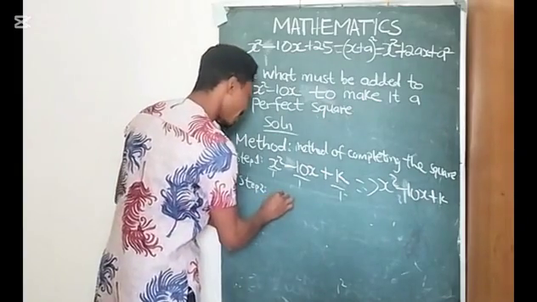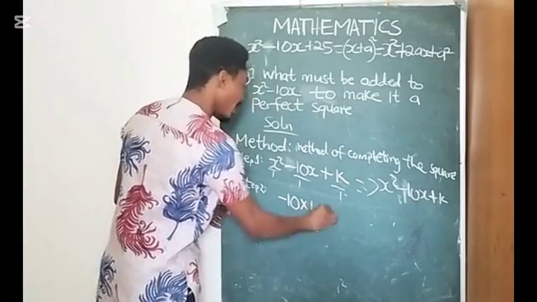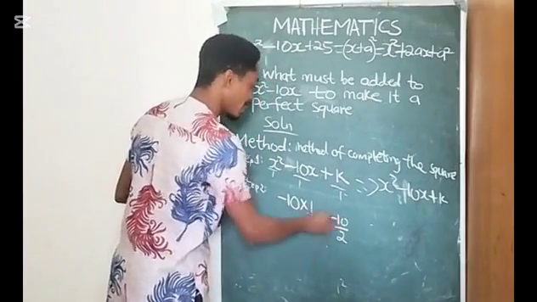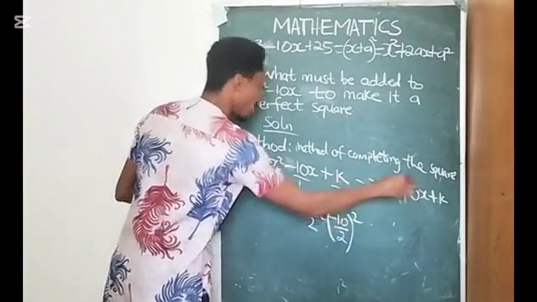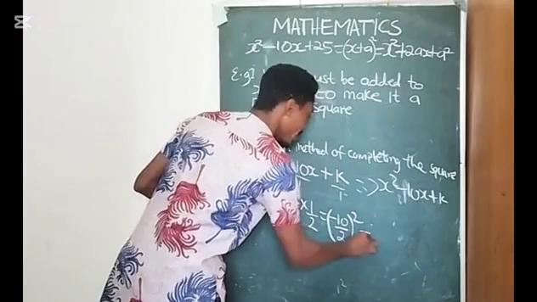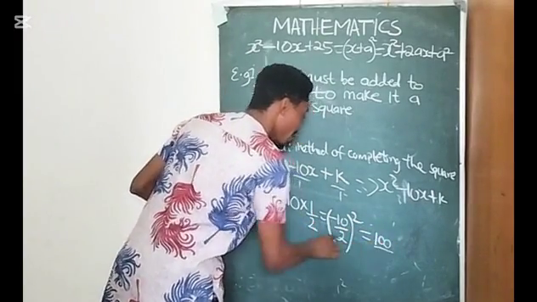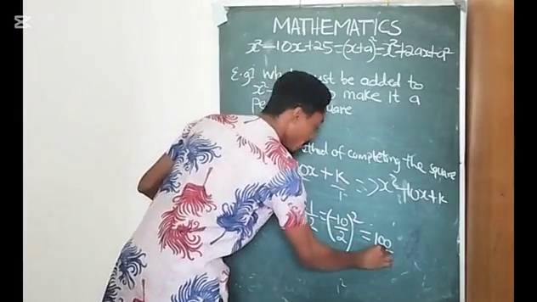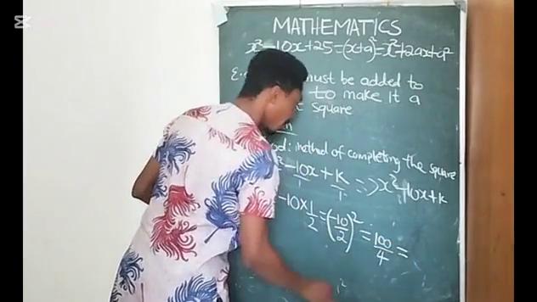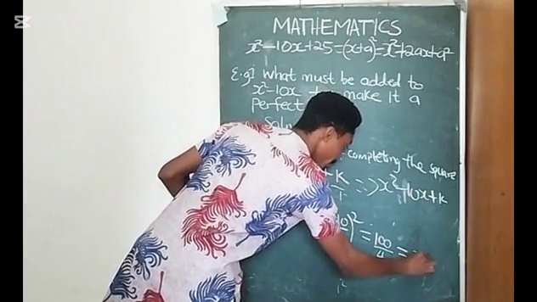So the coefficient of x is minus 10. I'll multiply it by half. This gives me minus 10 all over 2. And then after that, I will square the result. Doing this, minus 10 squared gives you 100, divided by 2 squared, which is 4. So the answer here would give you 25.